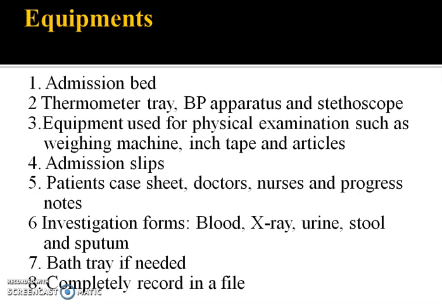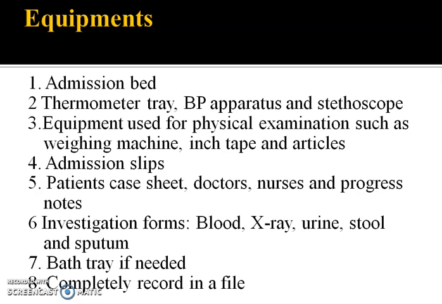So the articles needed for physical examination are a weighing machine to measure the weight of the patient, then an inch tape for measuring the height of the patient. Then there are certain additional articles needed for the physical examination. Physical examination means we are superficially examining the patient to find out any deviation from the normal condition of the patient.